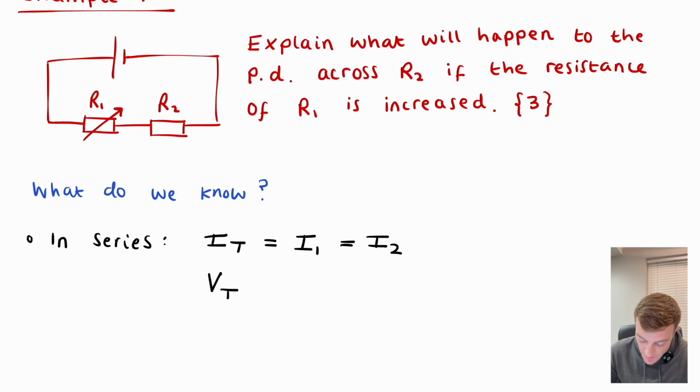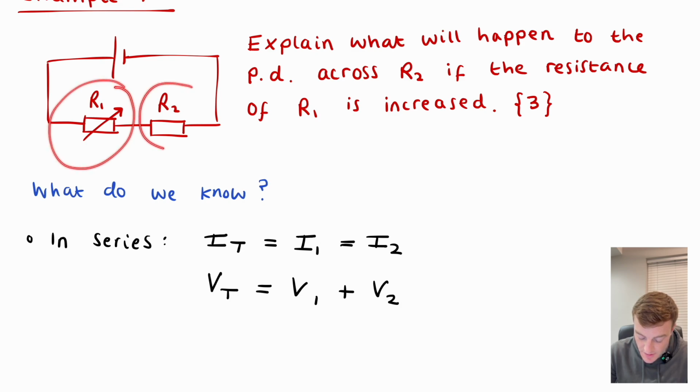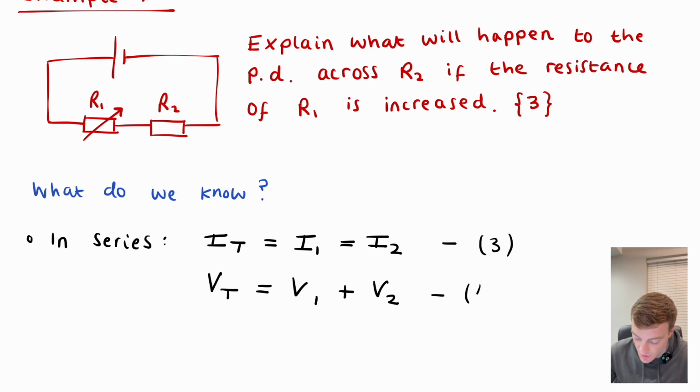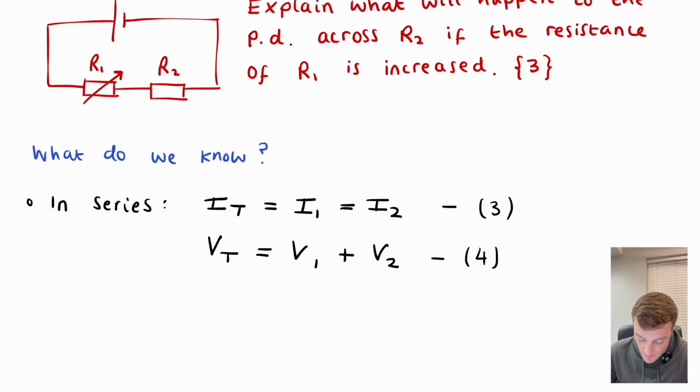So the current in each component is the same as the total current. But potential difference is split proportionally. So the total potential difference is V1 plus V2, i.e. the potential difference across resistor 1 plus the potential difference across resistor 2. This was equation 3 from earlier, and this was equation 4 from my notes.